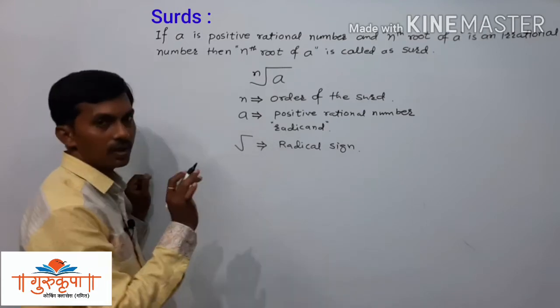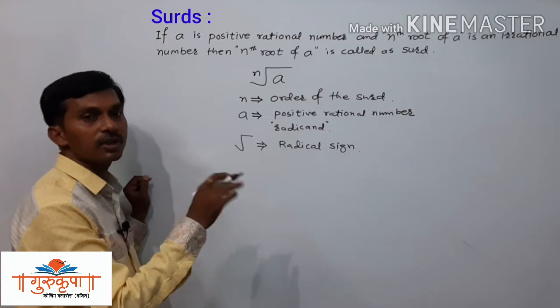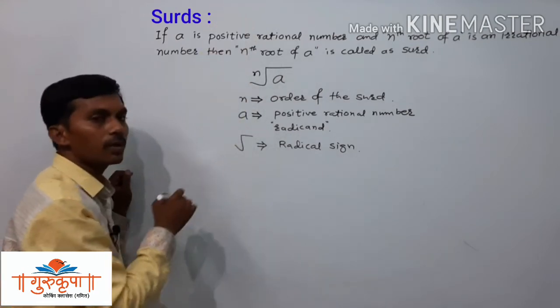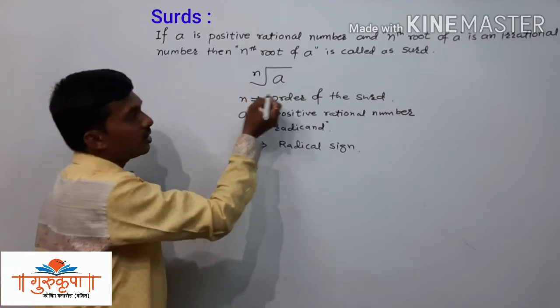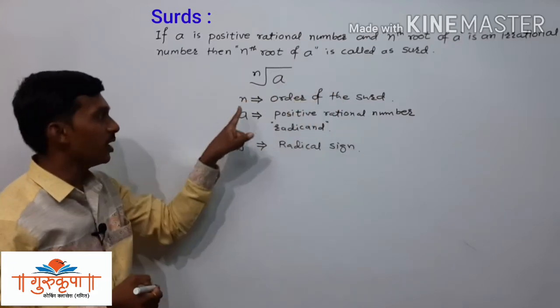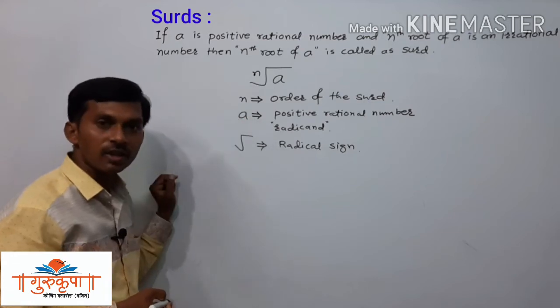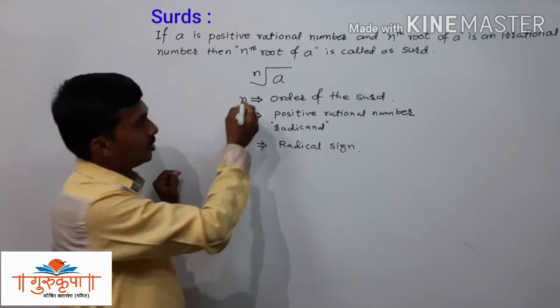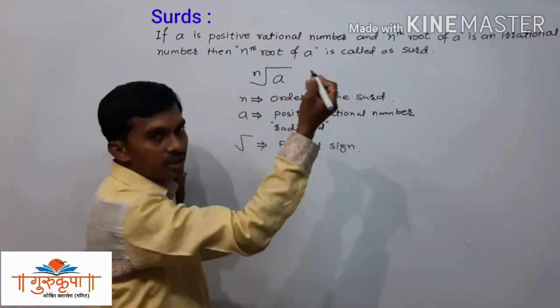So it is very simple. Every irrational number is a surd. But here three aspects, three things are important. That is, n is the order of the surd. The value of n should be greater than 1 and it should be an integer. N should be an integer which is greater than 1.